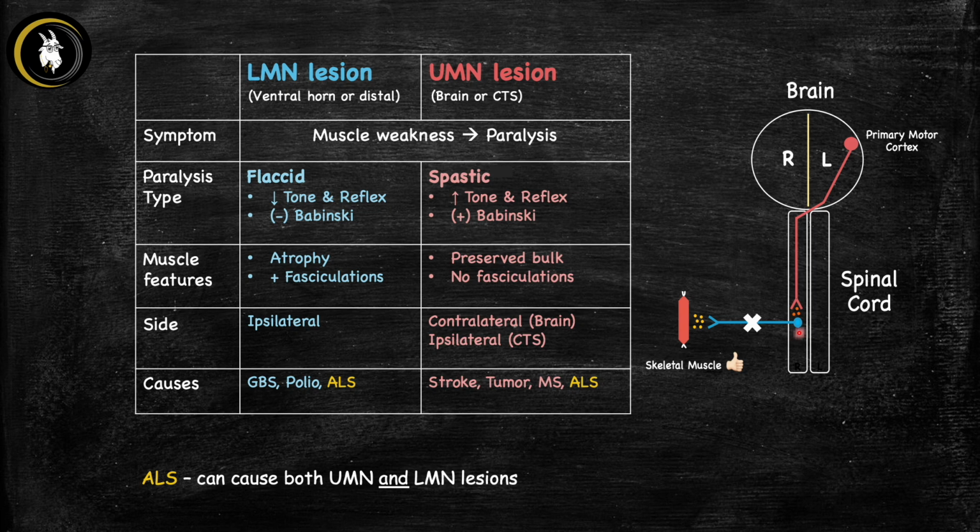So it could be at the cell body in the ventral horn, or as it exits through the ventral root, or all the way along its path of the axon. A lesion anywhere here is going to be a lower motor neuron lesion. So the key with a lower motor neuron lesion is that it causes flaccid paralysis.